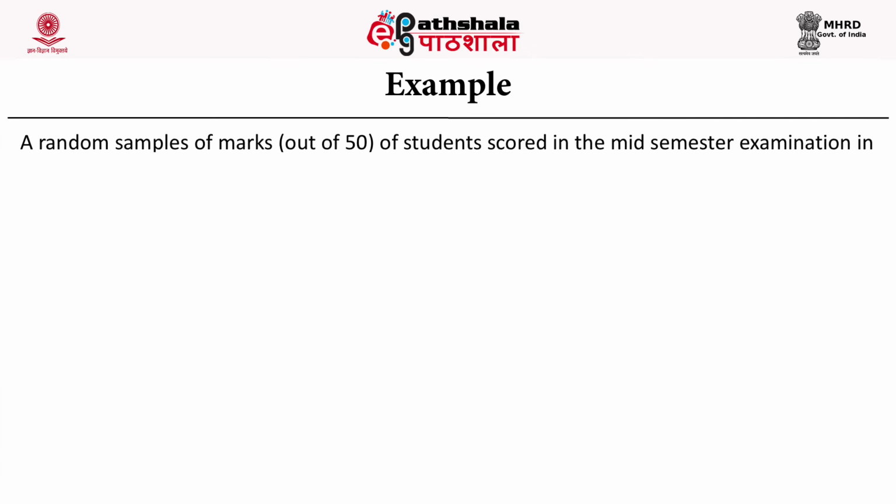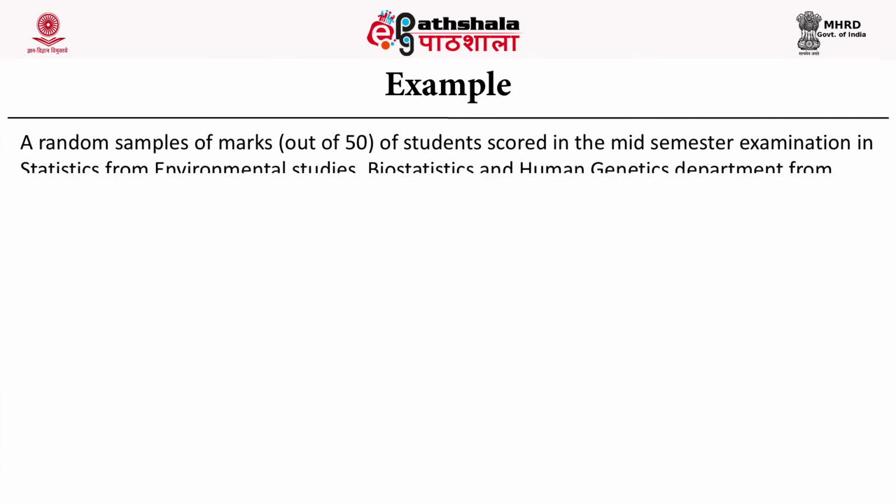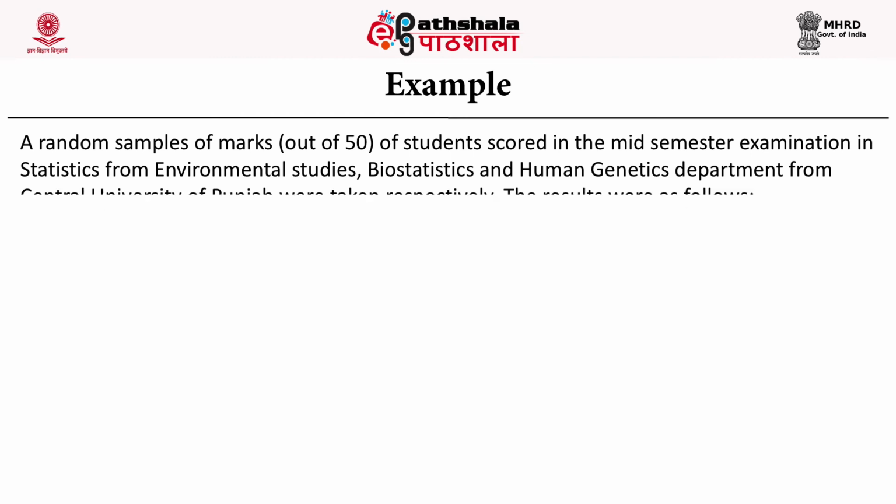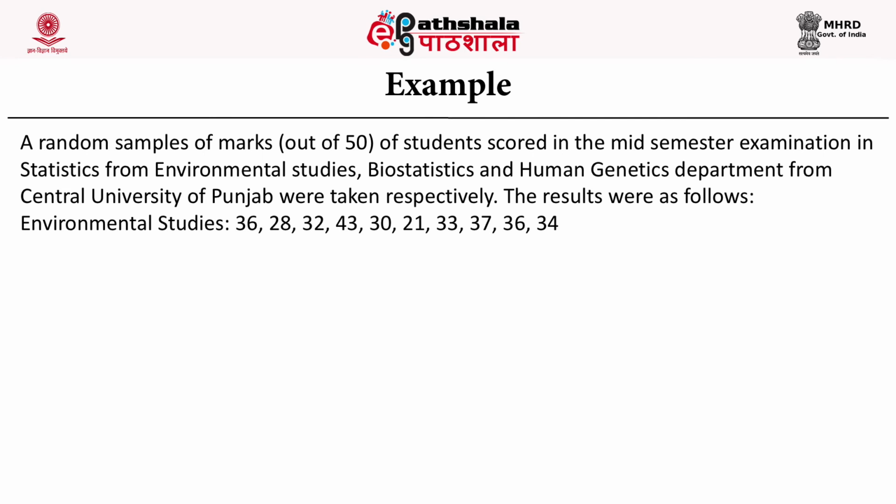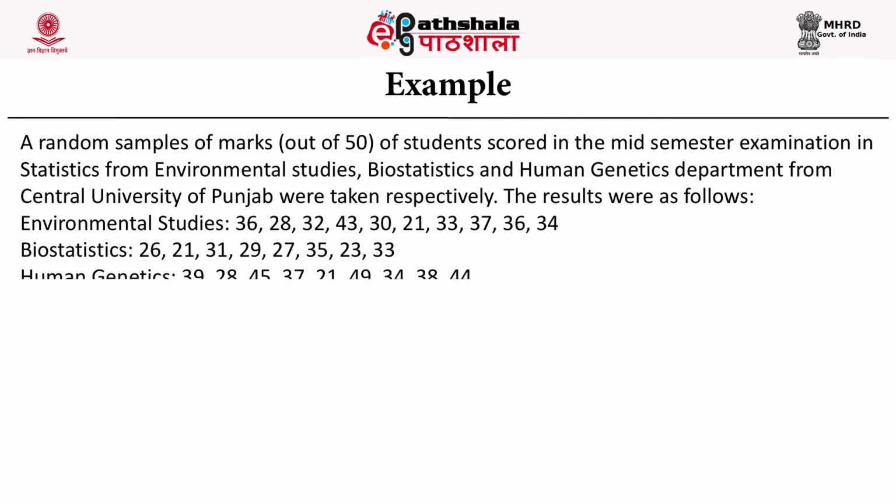This is an example that will help you understand how we can apply the ANOVA table in our practical life. A random sample of marks out of 50 of students in the mid-semester examination in statistics from the environmental studies, biostatistics and human genetics departments of Central University Punjab were taken respectively. The results were as follows, and we have observations available for the environmental studies, biostatistics and human genetics students, and these observations represent the marks of the students.